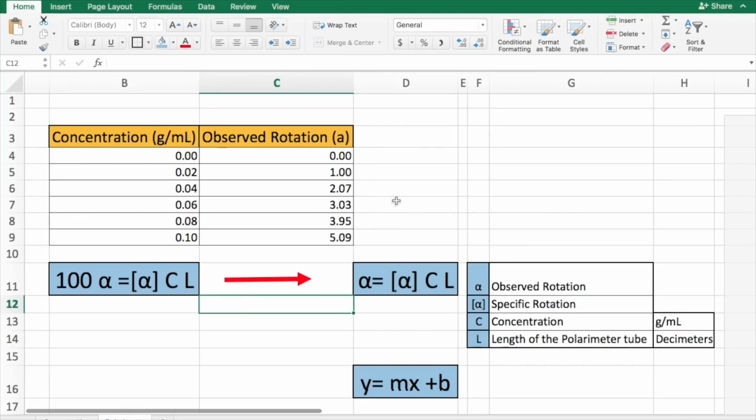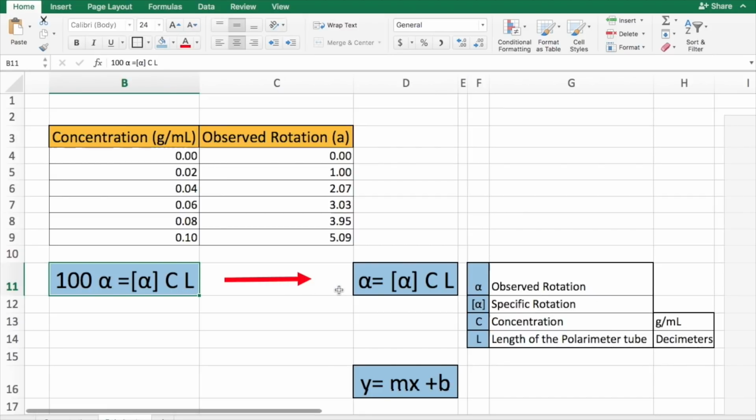In order to understand this experiment, it is important to understand these equations. This alpha is an observed rotation of polarized light we get from the experiment. The bracketed alpha is a specific rotation, which is an experimentally determined value. Every compound has a specific determined amount of rotation of polarized light. C is a concentration measured in grams per 100 milliliters. L is the path length measured in decimeters, which in most cases is 1 decimeter.